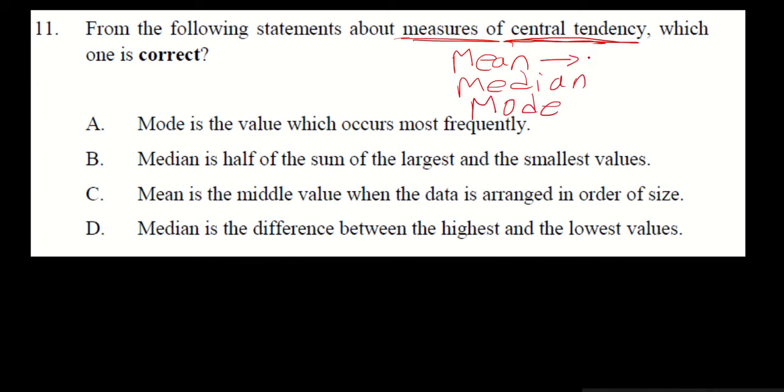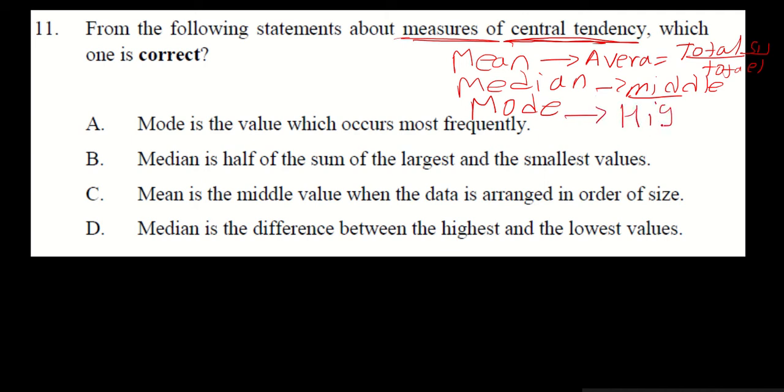What does mean mean? Mean is the average, or we can say the total sum divided by the total number of elements, or total number of data. The median is the middle term, the one found at the middle after you write the given data in ascending or descending order. And the mode means the one which is most frequent, or most repeated.